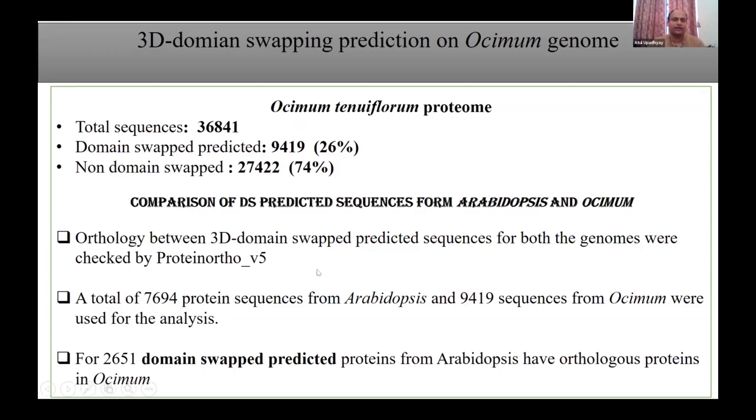So for that reason, we did the orthology check between these two plant genomes by using protein ortho and other tools. A total of 694 protein sequences from Arabidopsis and 941 sequences from Ocimum were used for the analysis. These were the three-dimensional domains predicted positive protein sequences. We use these two sets of the sequences and compare them in terms of their orthology.